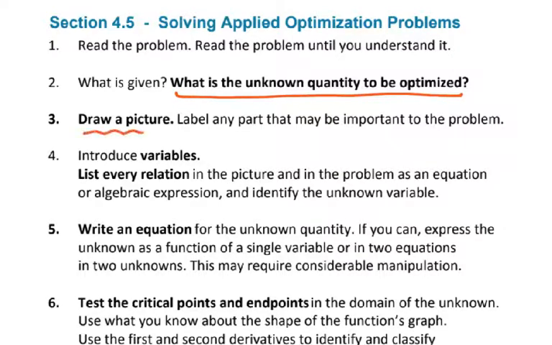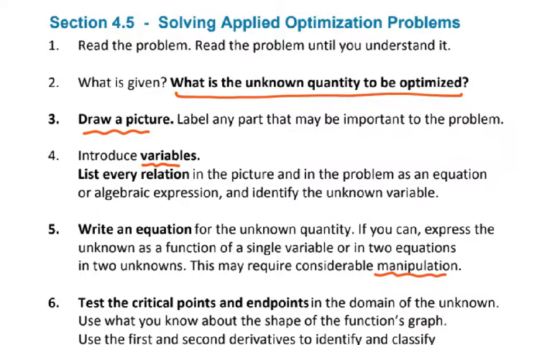A lot of these problems, you're going to need to draw a picture. Again, using variables appropriately. We want to list everything that's related in the picture and identify the variables so that we know what they mean. We'll generally be setting up an equation. And once we have that equation, the equation may require some manipulation to make it what we want. So sometimes we may have two equations and two variables and we need to sub one into the other.